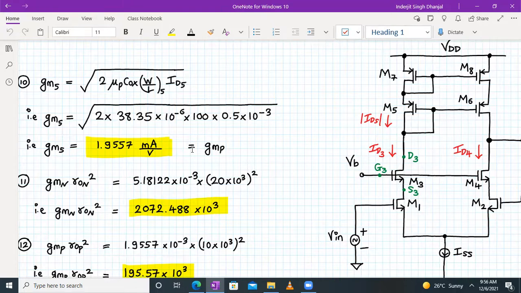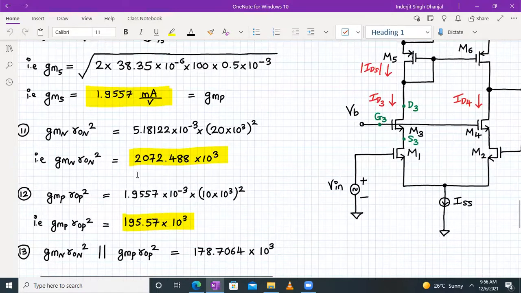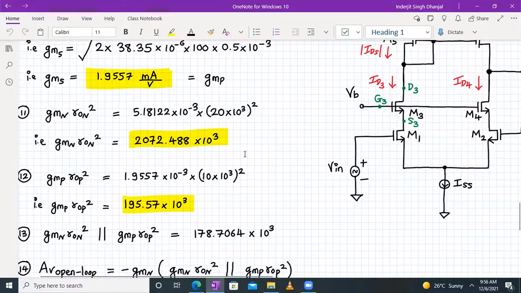Now we are calculating GMN into RON square. So GMN value is 5.181 milli into 20 kilo ohms, the whole square. That value is coming out to be 2072.488 into 10 raised to 3, right? Similarly, we'll calculate GMP into ROP the whole square, which will be 1.9557 milli into 10 kilo ohms the whole square. That comes out to be 195.57 into 10 raised to 3.